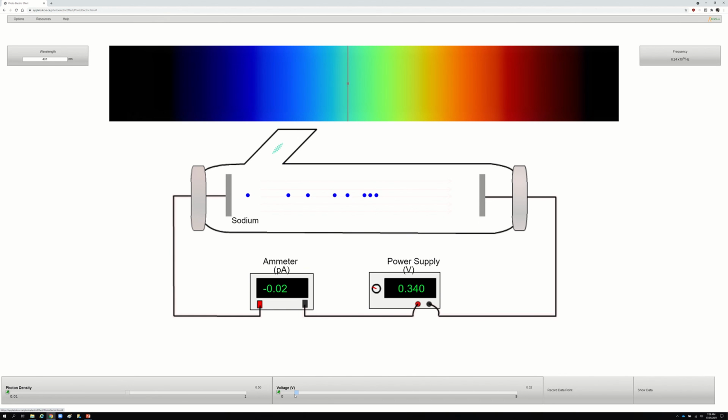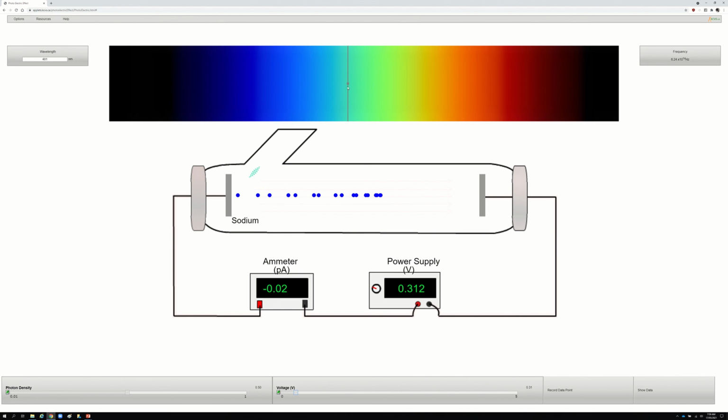So the very first initial value of voltage that I put in causes the ammeter to go to 0. That's the amount of voltage I need to prevent the current. So in this case, around about 0.3-ish, around that spot there. Could be smaller. So that's the stopping voltage of the sodium here.